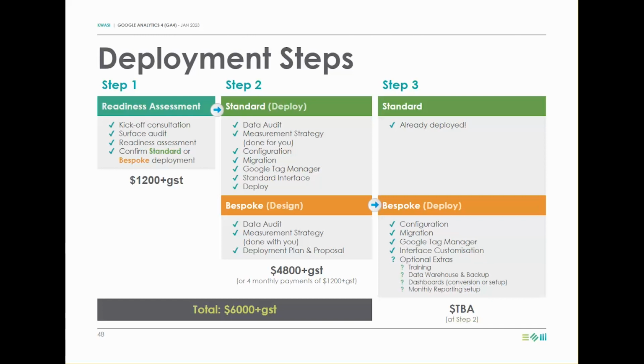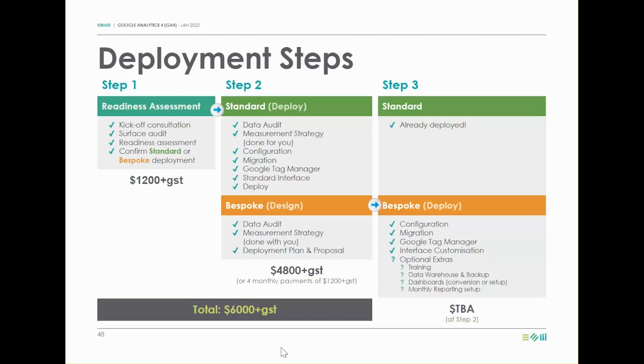So to summarize, with a standard deployment, you get the readiness assessment, a data audit, we do the measurement strategy for you, configure GA4, migrate from Universal Analytics to GA4, configure Google Tag Manager, and you will get the default GA4 interface, all for $6,000 plus GST.